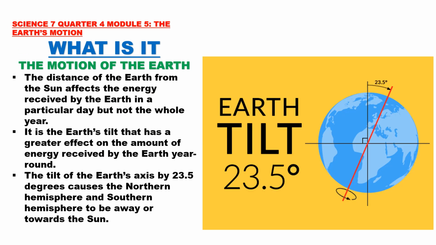The distance of the Earth from the Sun affects the energy received by the Earth in a particular day, but not the whole year. It is the Earth's tilt that has a greater effect on the amount of energy received by the Earth year-round. The tilt of the Earth's axis by 23.5 degrees causes the northern hemisphere and the southern hemisphere to be away or towards the sun.